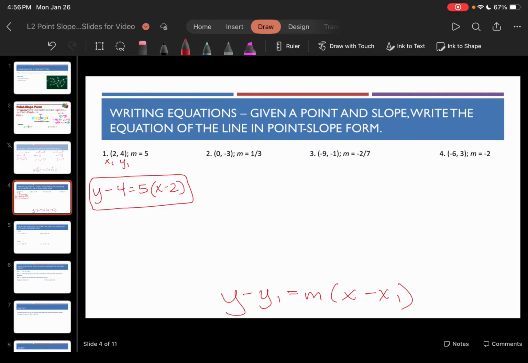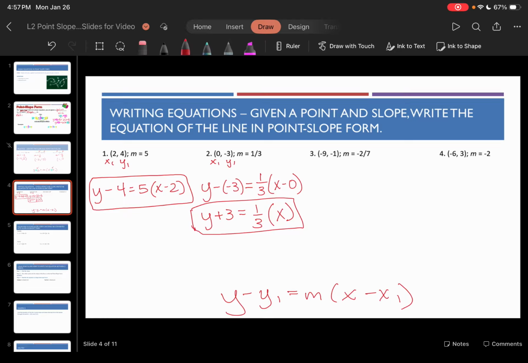Number 2, this will be, again, x1, y1. I have my slope. So it's y minus a negative 3. Be mindful of that negative, equals 1/3 times x minus 0. Now we got to do some simplifying because minus a negative becomes a positive. And then x minus 0, when I take away 0, we don't typically write minus 0. So we can clean that up and simplify that just to an x.